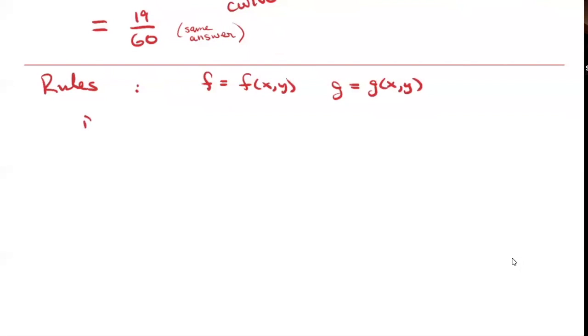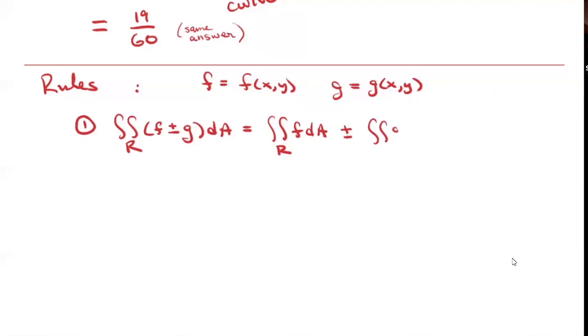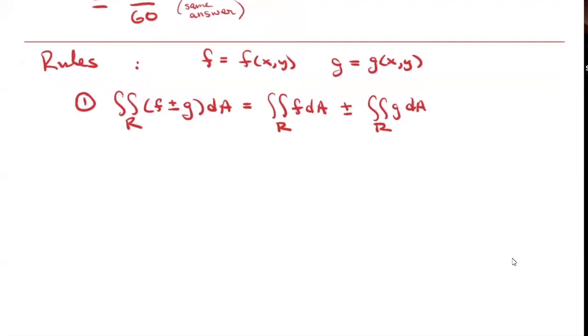So the first rule is a double integral over a region R of f plus or minus g dA is equal to the double integral of f dA over R plus or minus the double integral of g dA over R. That's what you would guess, and you would be right. Second rule, you would also guess, and you would be right. Double integral of c times f dA, c is a constant. The constants come out.